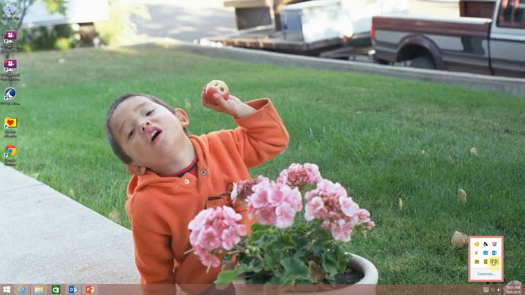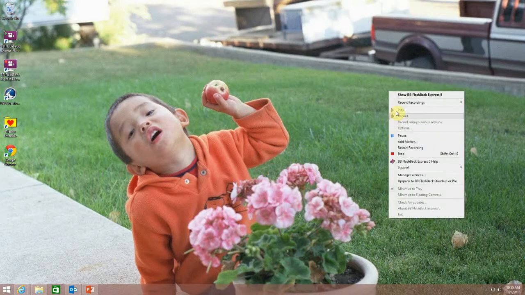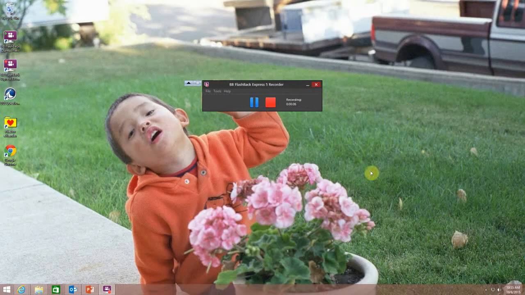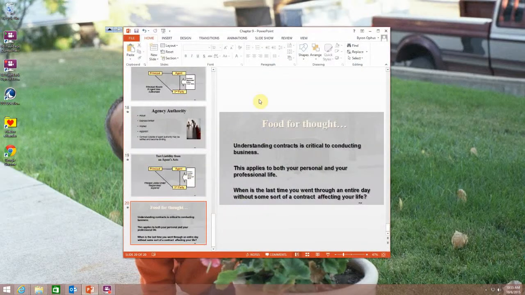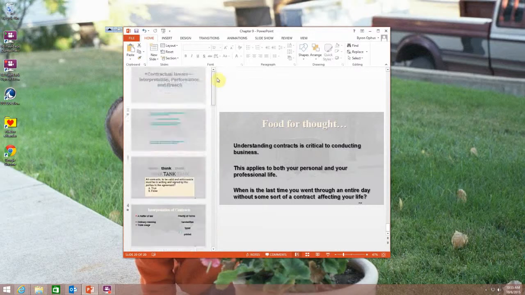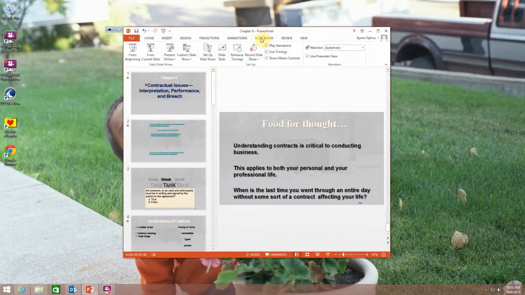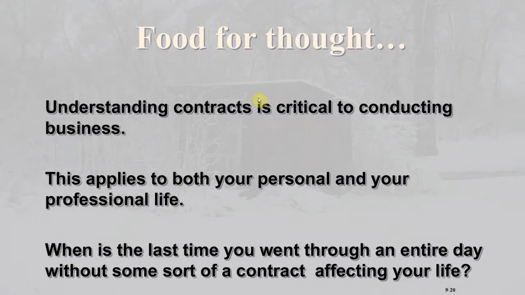Okay, let's talk a little bit about Chapter 9. Chapter 9 should be a relatively quick chapter, a little quick study. Again, we're dealing with contracts, and we get into a little bit of agency at the end, and some of the issues regarding contracts, interpretation, performance, breach, etc.